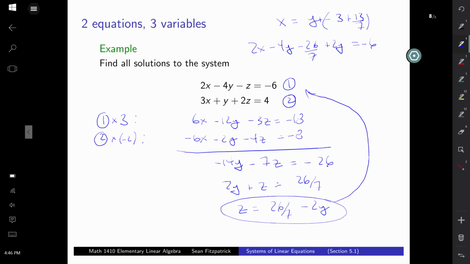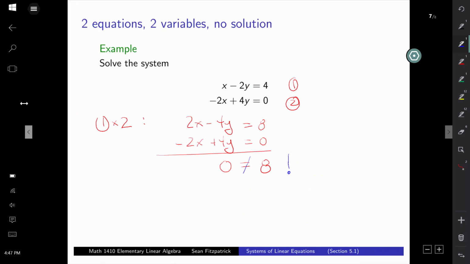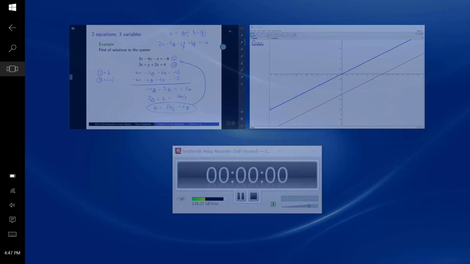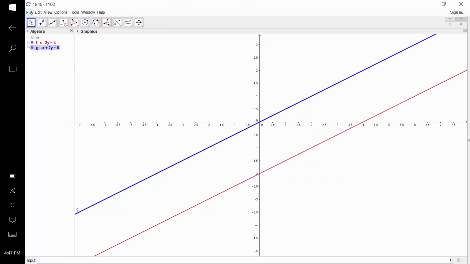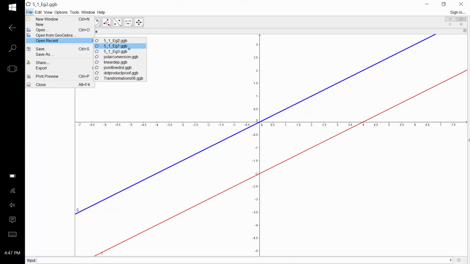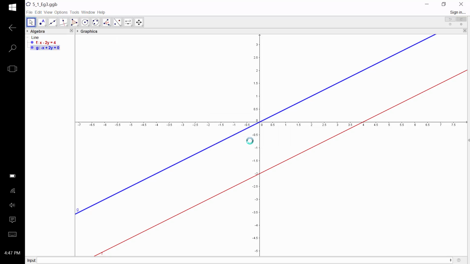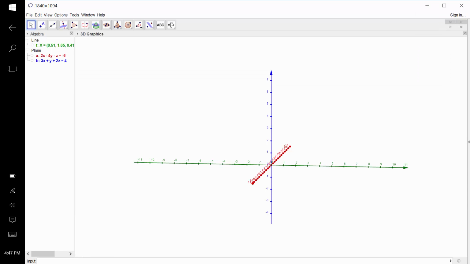In fact, choosing any value of y would give me a solution, right? If I put y equal to 0, that would give me a solution. Putting y equal to 2 would give me a solution. I get an infinite number of solutions. What do those solutions look like? Why don't we plot them? So let's open up this guy here. Okay. All right.